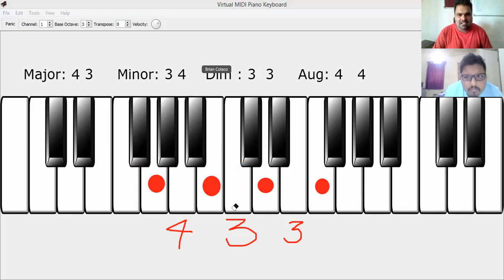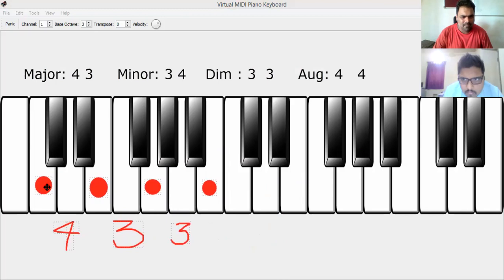Let's compare this with a C. Okay, let me take this to C. Now what happens is this is no longer 3, but this is 4. So it's 4, 3, and 4. So basically it's a major chord, and it's called a major third interval. Basically this is called a major third interval. I haven't spoken about those.